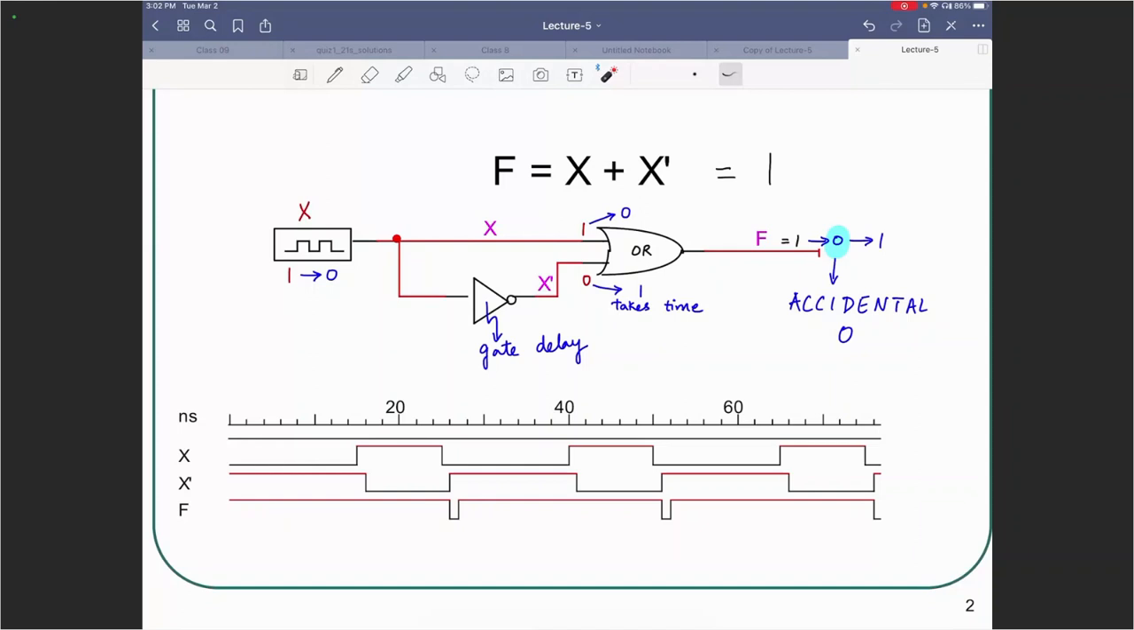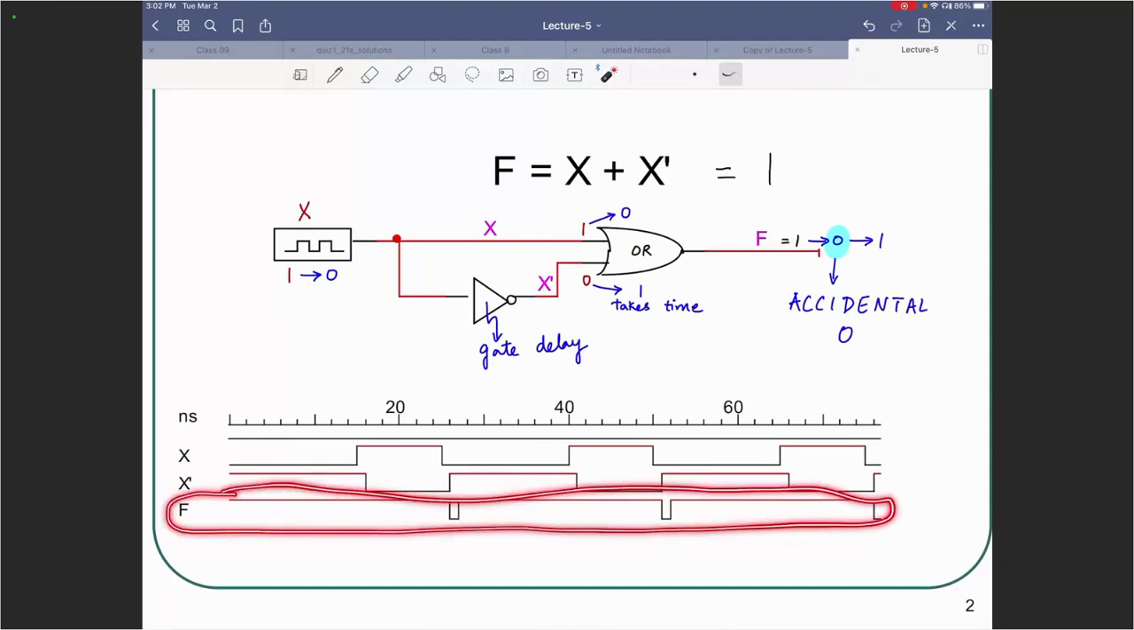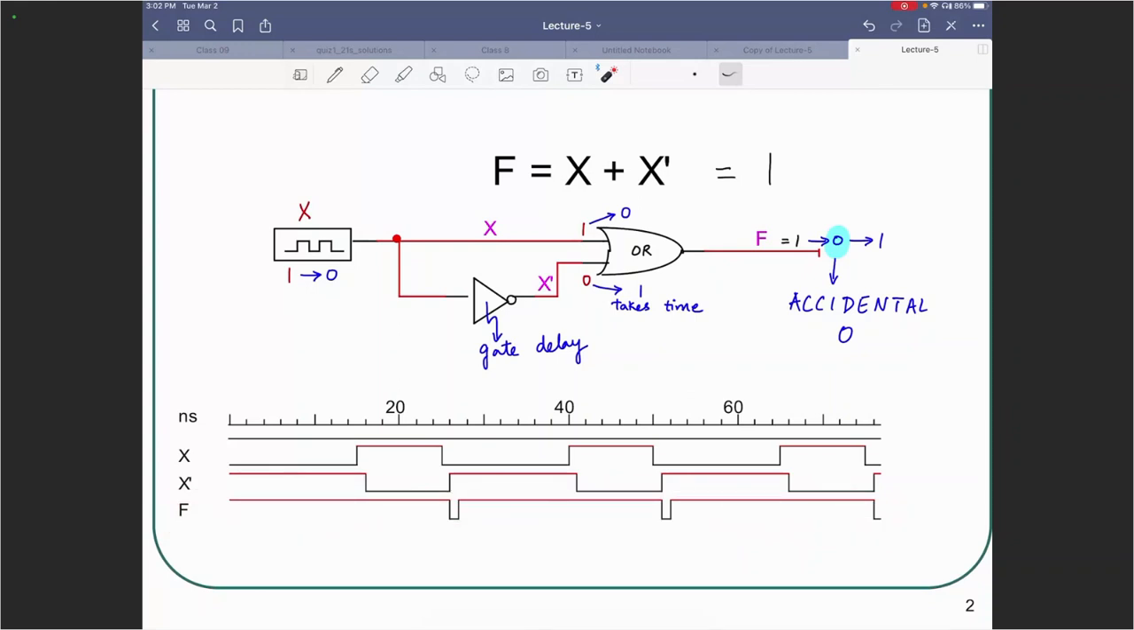Irrespective of what x is, you would have expected this f to be at a high level all the time. But it's not the case. You see this? There's a problem. Those are your accidental zeros. Let us highlight them in blue, because we have been using blues for that, right? That's your accidental zero. You don't want that, because x plus x complement should be 1.